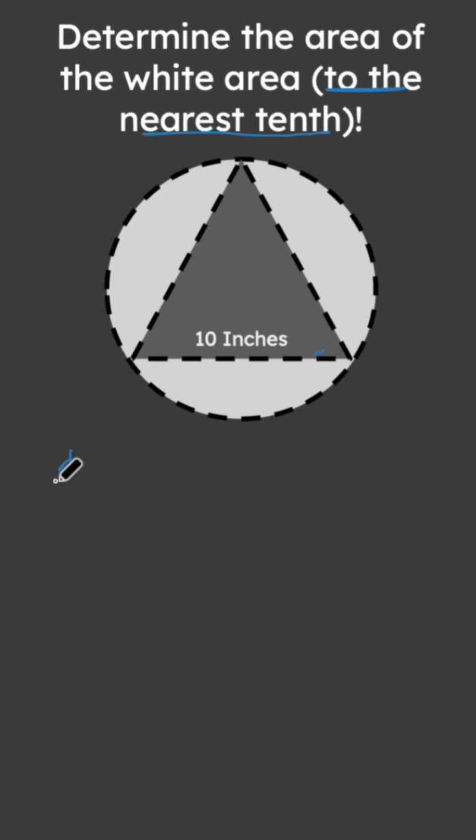32.5 pi, which we could actually rewrite because we're rounding to the nearest tenth. So that's really 32.5 times pi, which is about 102.1. So 102.1 minus the area of the triangle is going to give us our answer. And now all we have to do is find the area of the triangle.